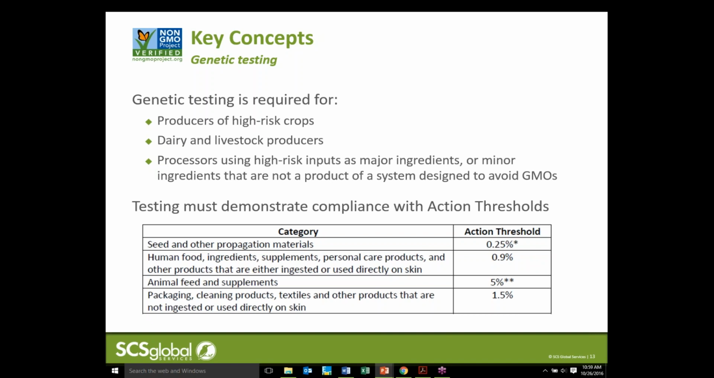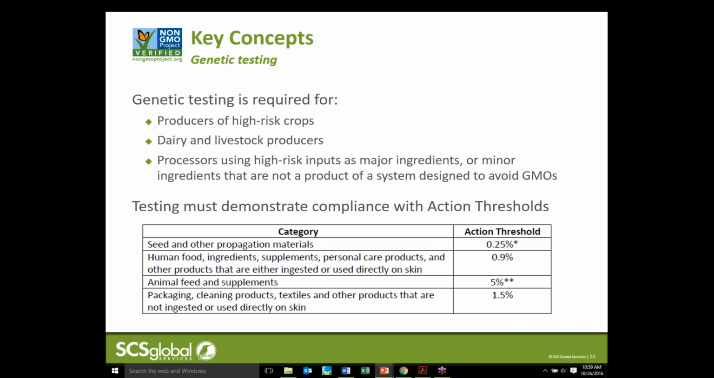And the table here shows what we call action thresholds, and that's basically the maximum allowable amount of detectable GMO material in a given sample. So action thresholds are established to account for things such as incidental contamination, genetic drift, and so forth. So the action thresholds can vary depending on the kind of product that we're evaluating.